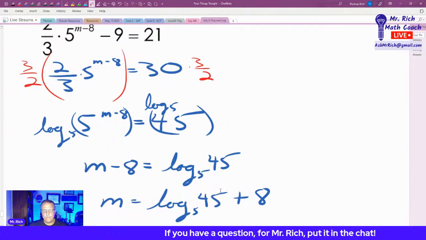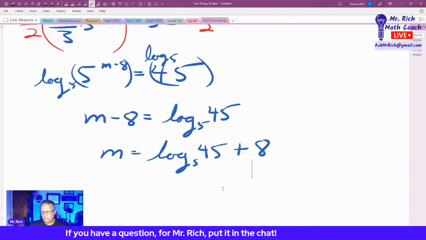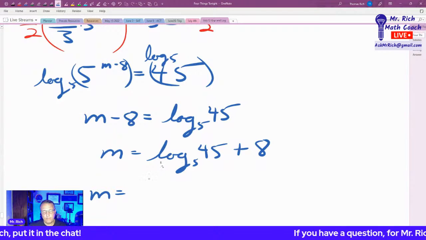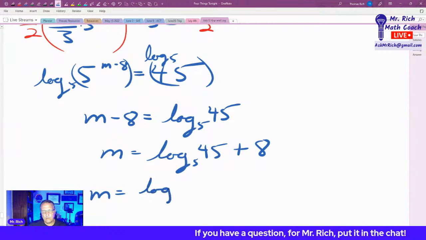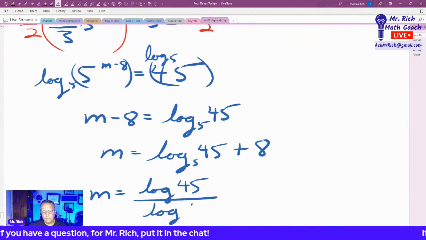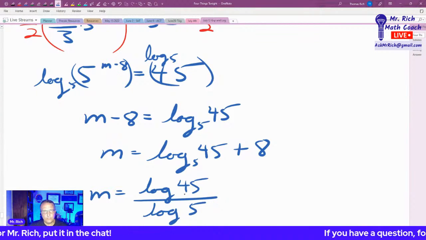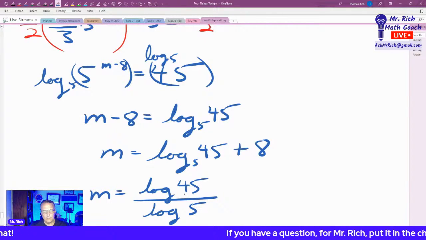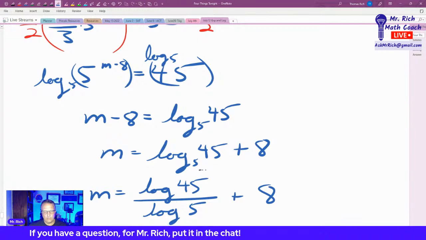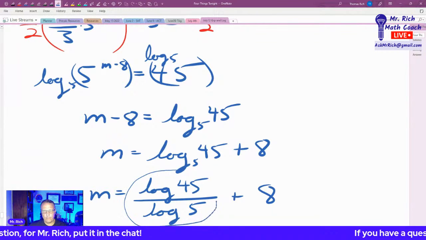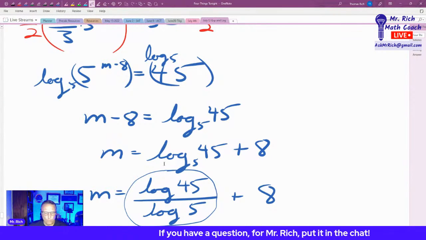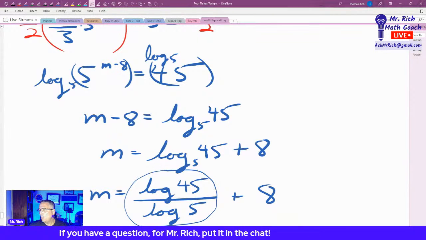Now, the argument here is not 45 plus 8. It is just 45. If I wanted to convert this into base 10, just to show you here, using the change of base formula, this would be log of 45 over log of 5. Remember, without a base on my log, I am inferring that it is log base 10. And then this would be a plus 8. Okay, so on any standard scientific calculator, you could come up with that approximation, add it to 8, and you have your approximation for the variable m.